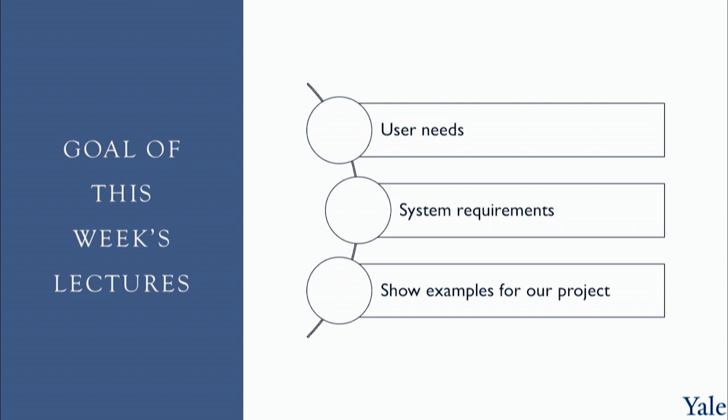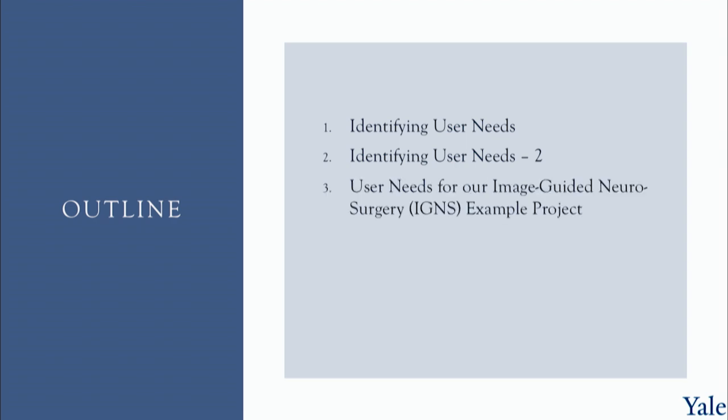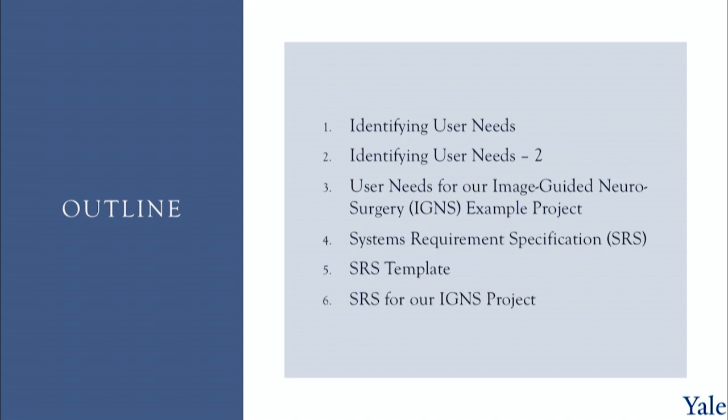And we're going to show examples for our project, the image-guided neurosurgery project, of both the user needs process and the systems requirements process. There are 6 segments this week. The first 2 we'll discuss about how we go about identifying user needs. Then we'll talk about user needs for a specific image-guided neurosurgery example project. Then we'll talk about the systems requirement specification. We'll give you a template for that, one that I developed for my teaching needs. And then in the last segment, we'll talk about the systems requirement specification for our image-guided neurosurgery project.